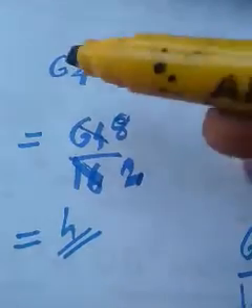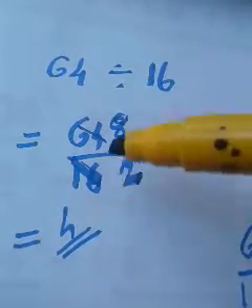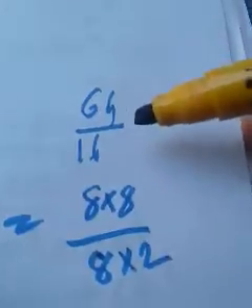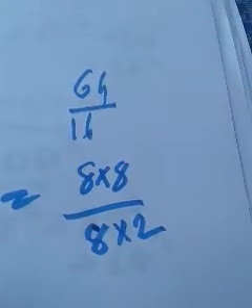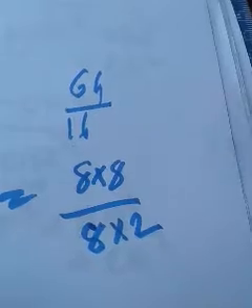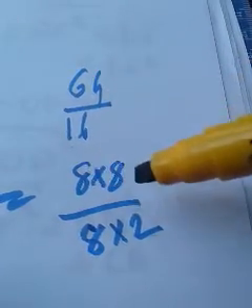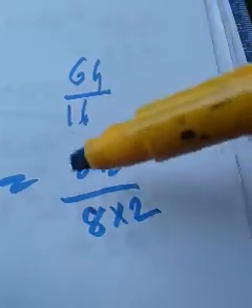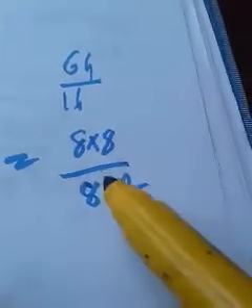So we have calculated the answer of 64 by 16 by using that simplification process. Here I am going to use the factorization technique to find the answer of 64 by 16. 64 you can factorize as 8 into 8. 16 you can factorize as 8 into 2, because 8 into 8 is 64 and 8 into 2 is 16. Now you just see, you can cancel this 8 and this 8.